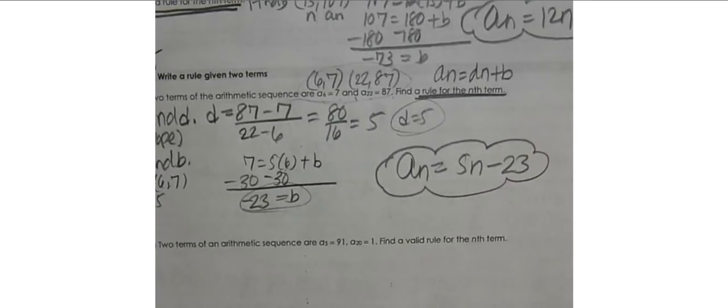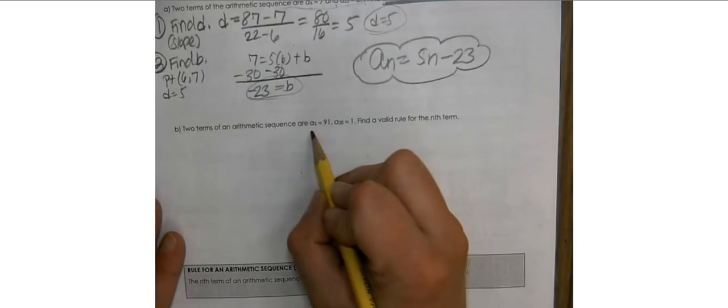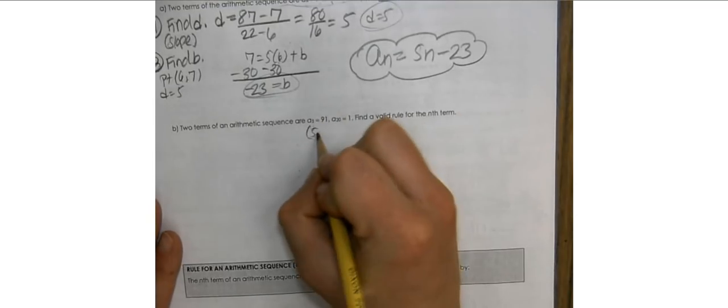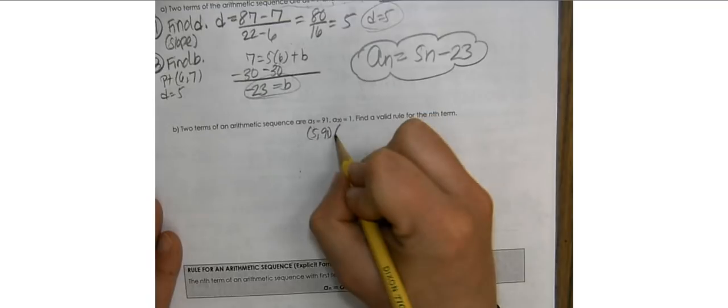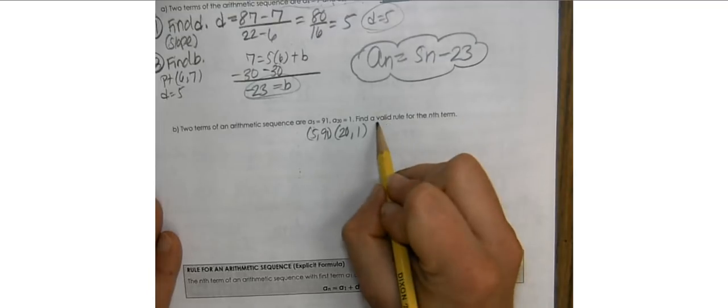And finally, I have for letter B, two terms in an arithmetic sequence are A sub 5 equals 91, that is 5, 91 is my ordered pair, and A sub 20 equals 1, so that's going to be 20 comma 1. And we want to write a valid rule for the nth term. So that is another way of simply saying A sub n is equal to D times n plus B. So whenever we're writing rules like that, if I want you to write a recursive rule, I will tell you I want a recursive rule. This other language is just asking you to write an explicit rule. So just keep that in mind.